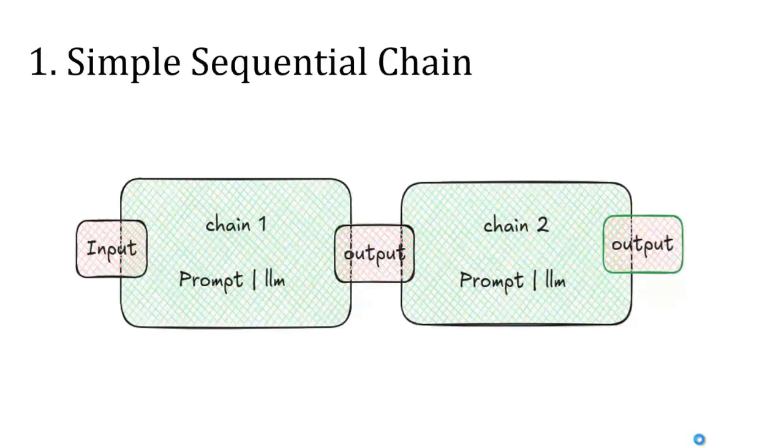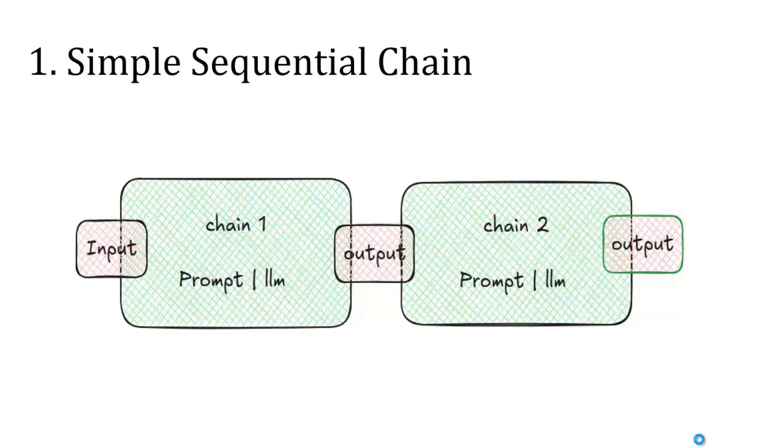This is the most basic form of chaining. In this chain, the output of the first step becomes the input for the next step. So the first chain sends its result directly to the second chain. It's a clean and straightforward flow. One input, one output, step by step. So when we are using this simple sequential chain, our task moves in a simple linear direction.